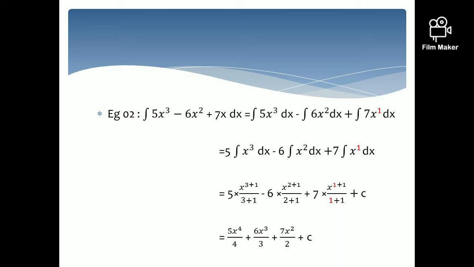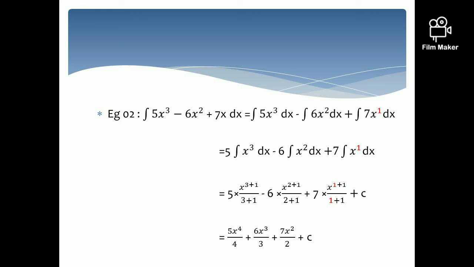Let's try to verify the theories from another question. In this question, we have to integrate 5x to the power 3 minus 6x to the power 2 plus 7x. Using rule number 3, you can separate these terms as integration of 5x to the power 3 minus integration of 6x to the power 2 plus integration 7x to the power 1.